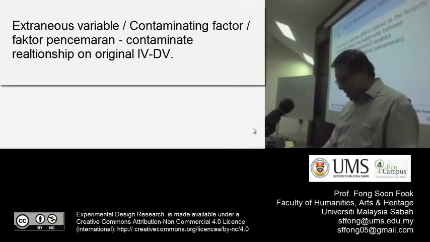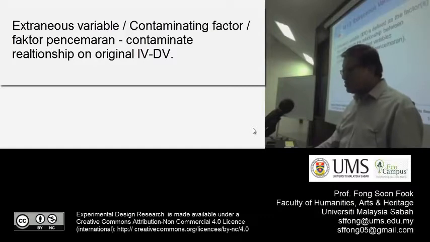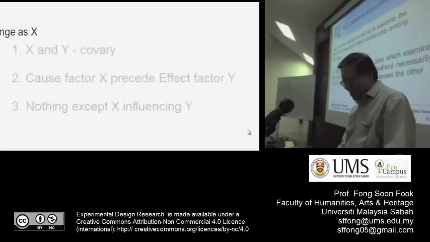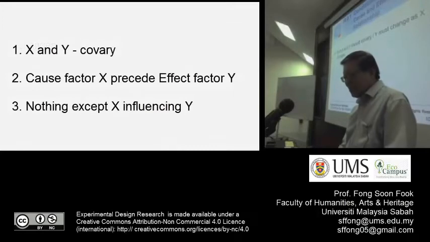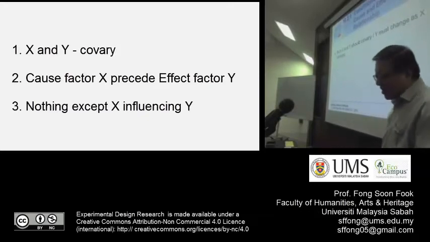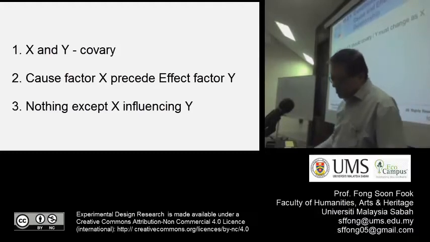Okay, and extraneous variable, okay, defined as a factor that might disturb the relationship between dependent and independent variable. Juga dipanggil sebagai faktor-faktor pencemaran. Okay. So the condition for cause and effect relationship, katanya both X and Y should vary. So let's say X is a dependent variable. X ini adalah pembuli ubah bersandar. So Y change, X patutnya change.